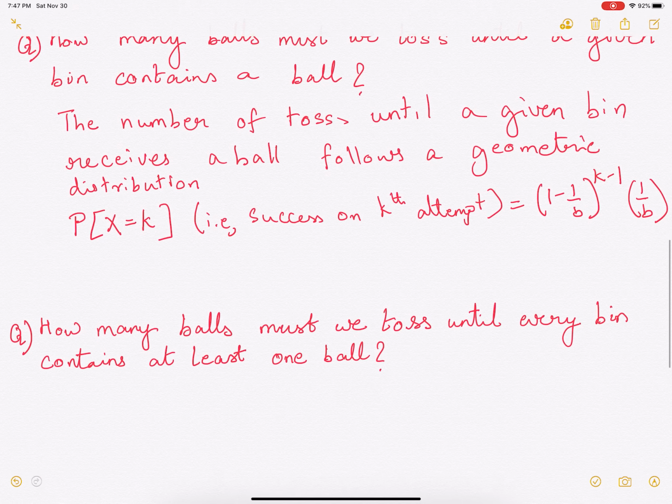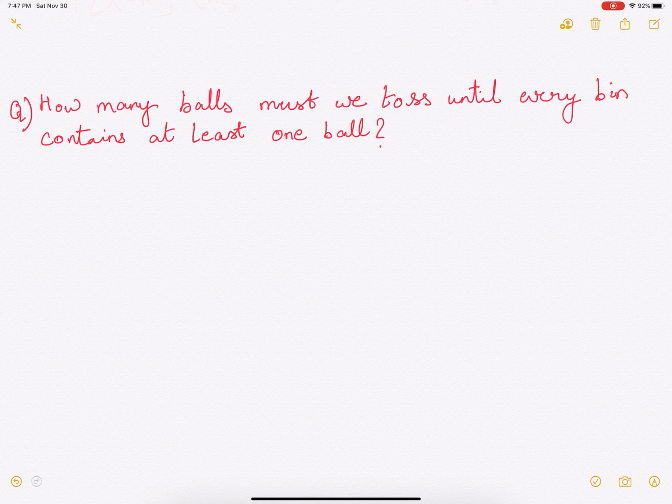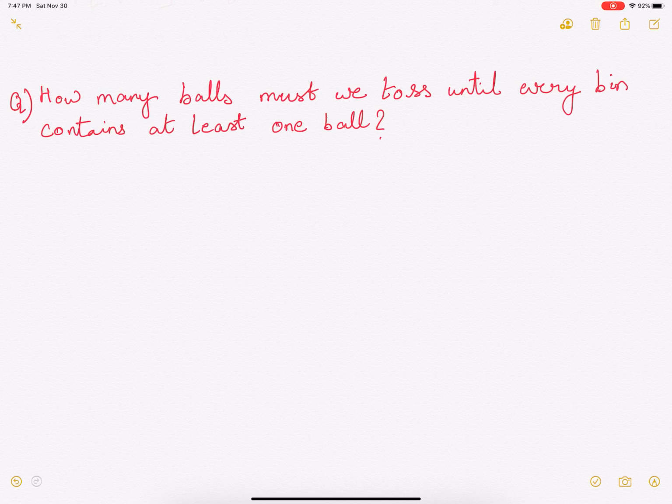Now, having done that, let's look at the next question, which is how many balls must we toss until every bin contains at least one ball? Okay, so this is a pretty challenging question. So let's first try to understand this. So you first toss a ball. The first toss will definitely land in one of the bins. Now, when you toss the second ball, it could land in the bin that the first ball landed, or it could land in some other bin. Now, as you keep tossing more and more balls, more and more bins will start containing balls. Now, at some point when you toss a ball, the final empty bin will also contain a ball.